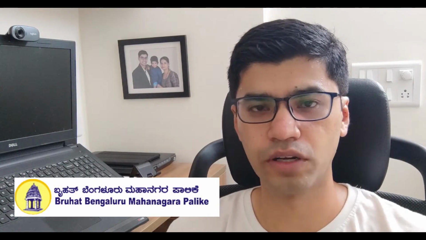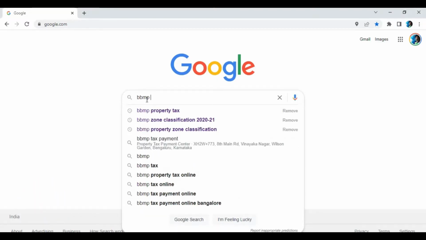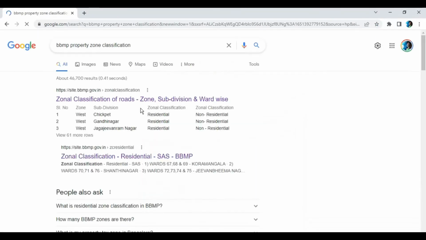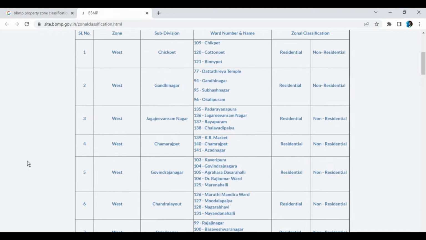So if you're in Bengaluru, if you own property here and plan on paying property taxes here, this video might be helpful. If you did not already know, BBMP is the government body that is responsible for property tax in Bengaluru. Now, talking about how property tax is calculated, there is something called a zone classification that you need to know about.